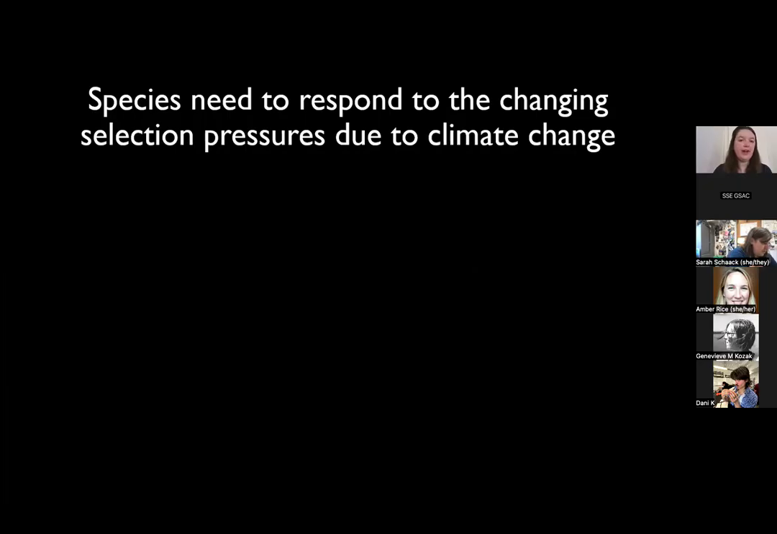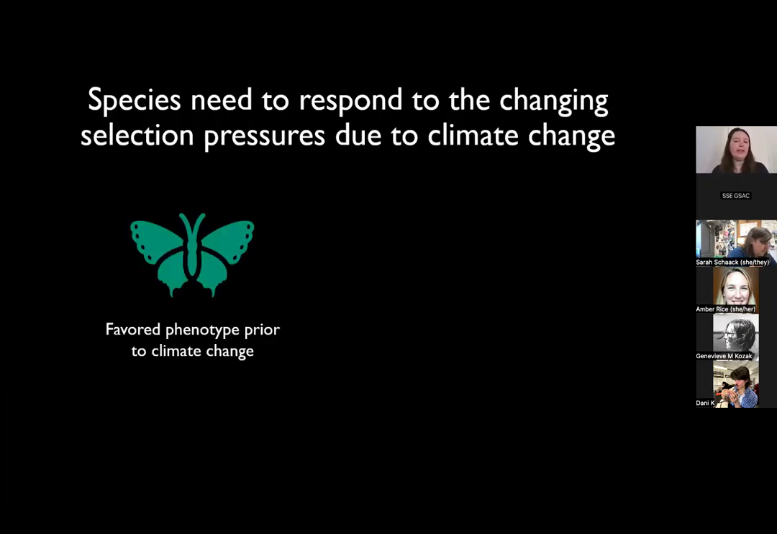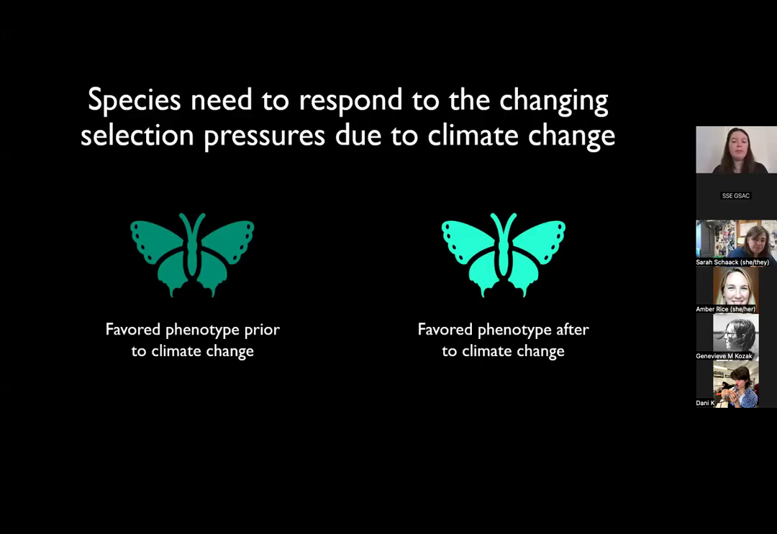As I've hinted, species need to respond to these climate change pressures in order to adapt and survive. So take this butterfly here. Prior to climate change, the favored phenotype was this dark morph. However, now that climate change is here and rapidly altering environments, it has shifted so that this light morph butterfly is the favored phenotype in the environment.